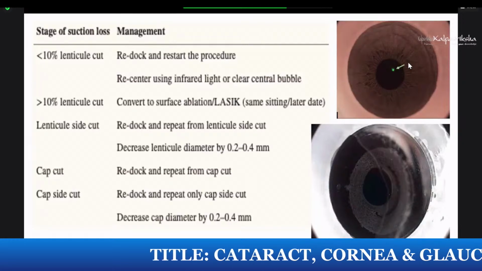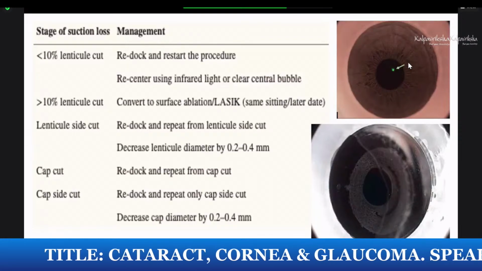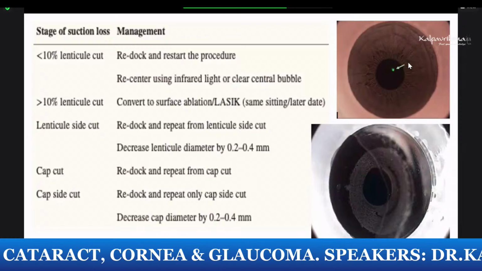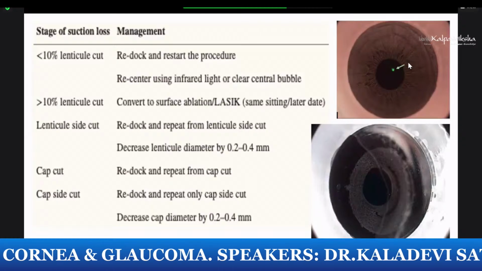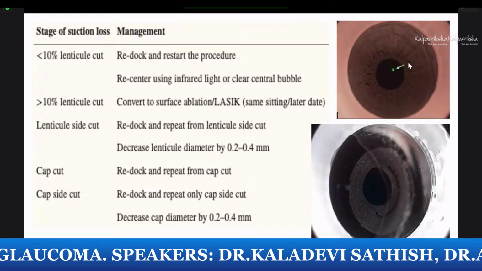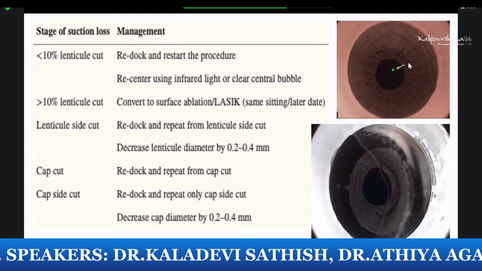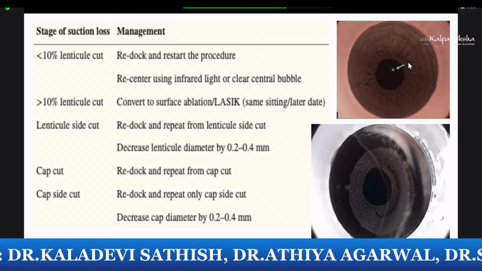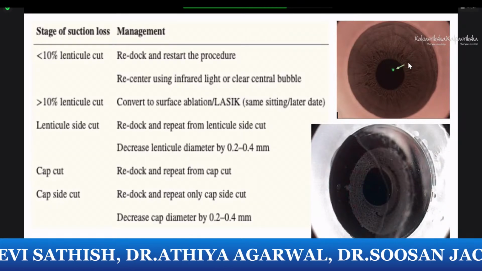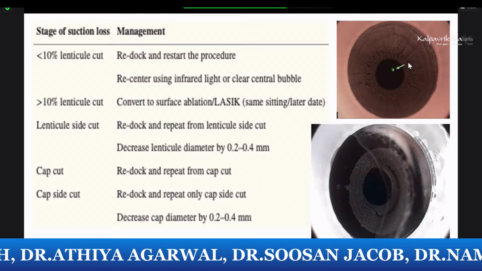Lenticular side cut suction loss, we can always repeat, we can redock it in the same setting by decreasing the lenticular diameter by 0.2 to 0.4 millimeter. Cap cut, we can proceed in the same setting. And cap side cut, again, we can redock, decreasing the diameter setting by 0.2 to 0.4 millimeter.